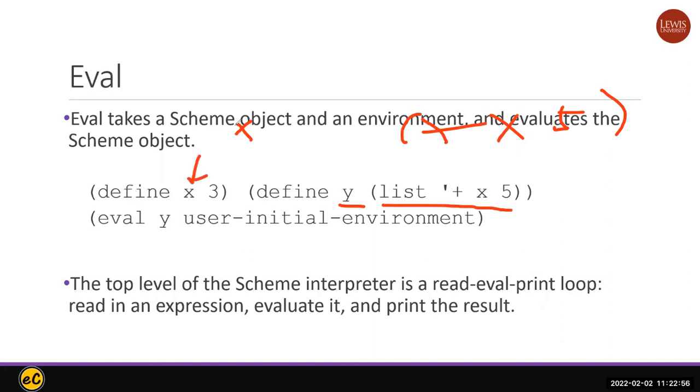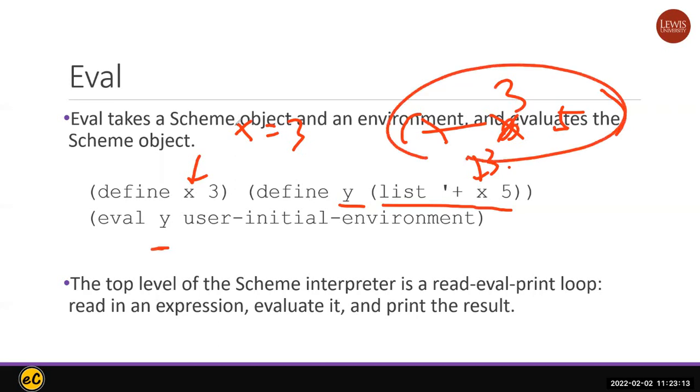This define S 3, so S would be equal to 3. Then S put in here is actually a plus 3 function, and Y is this one, plus 3, 5. And then evaluate Y as such a list, and you get the environment, the user initial environment. You get that.